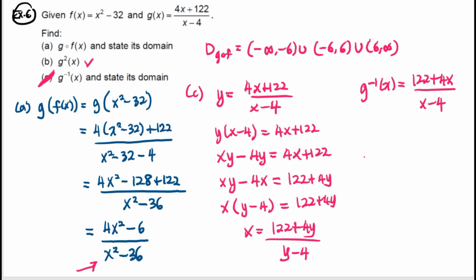What about the domain? Look at this inverse function. Its domain is any real number except 4. You cannot substitute 4 because the denominator becomes 0 and it will be undefined. So it can be from negative infinity to 4, union 4 to infinity. So that's the domain of this inverse function, and that's basically the inverse function.